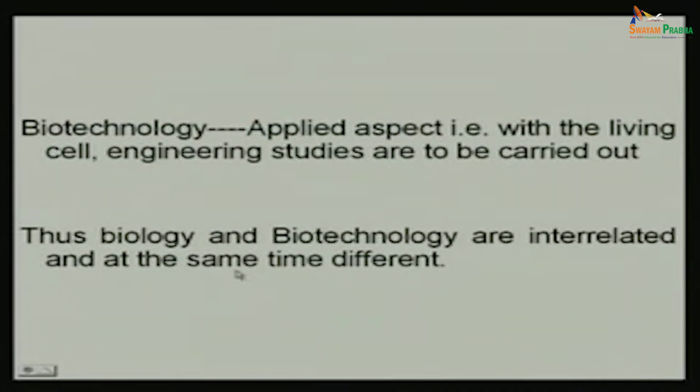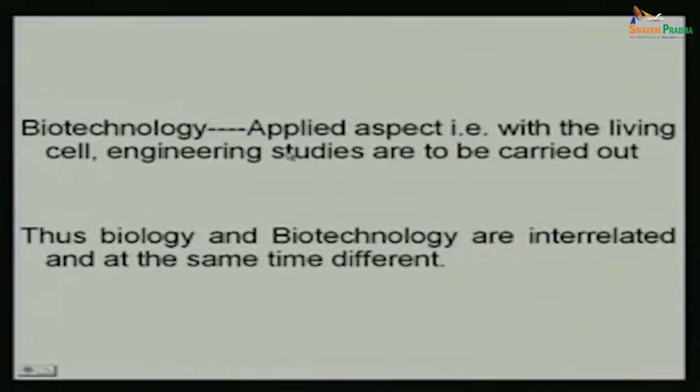So, in other words, what we can tell is that biotechnology is an interdisciplinary science where we are mostly concerned with the applied aspect, that is, with the living cell, where engineering studies are to be carried out. Thus, biology and biotechnology are interrelated with each other, but at the same time they are different. Now, how are they different?